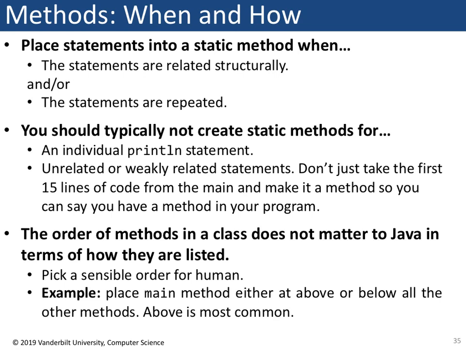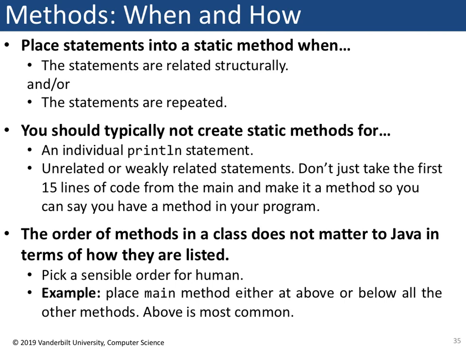In general, you should place statements into a static method when the statements are related structurally and/or the statements are repeated. So in the previous example, we had the egg top that was repeated in multiple locations, so that made it a good candidate for a static method, since we could make use of that egg top over and over again to eliminate redundancy and repetition. And the statements which we were putting into the static method were related because they should always occur in that specific order to draw that specific shape.